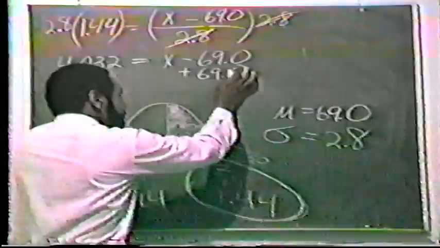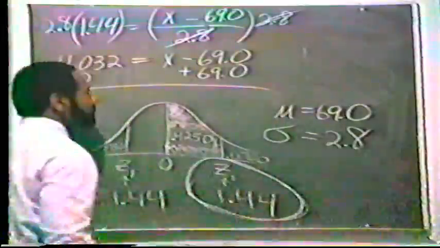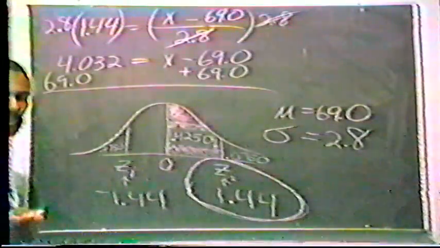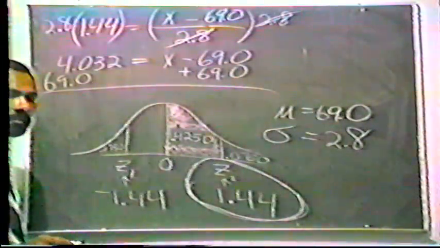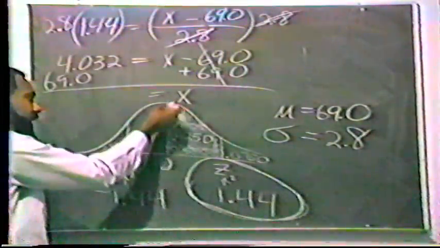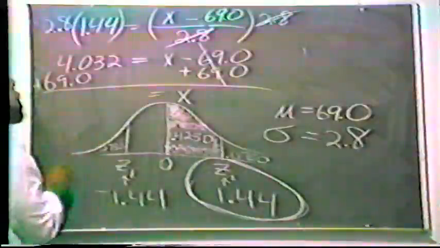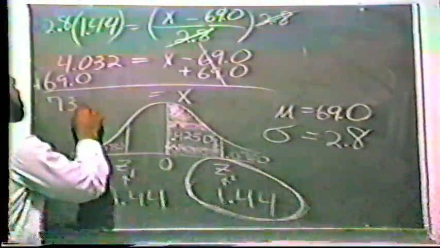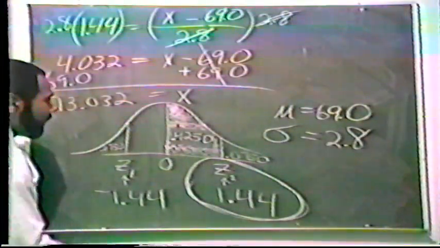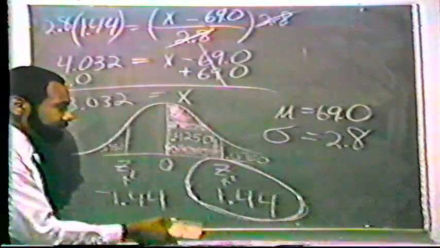You add it to the right side, you must add it to the left side. You have to do the same thing to each side of an equation. Now, this cancels. You get x by itself, which was your objective, equals, on this side, you add these two numbers together. You get 73.032. And that corresponds to the z-score on the right.